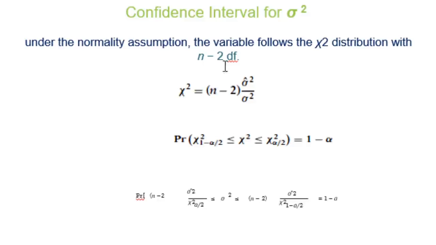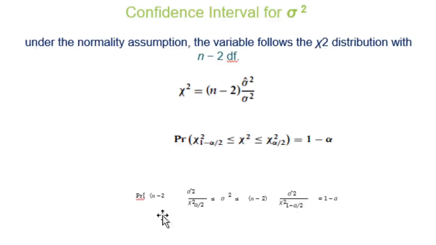Similarly, we can define the confidence interval for sigma square. Under the normality assumption, the variable follows the chi-square distribution with n minus 2 degrees of freedom. That is, chi-square is defined as n minus 2 times sigma cap square by sigma square. Then probability of chi-square 1 minus alpha by 2 less than or equal to chi-square less than or equal to chi-square alpha by 2 will be equal to 1 minus alpha.